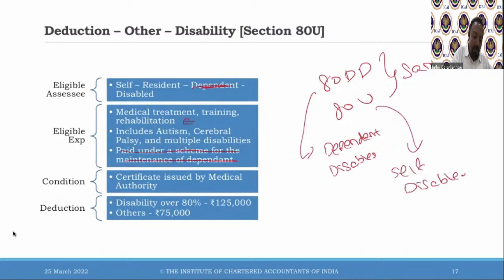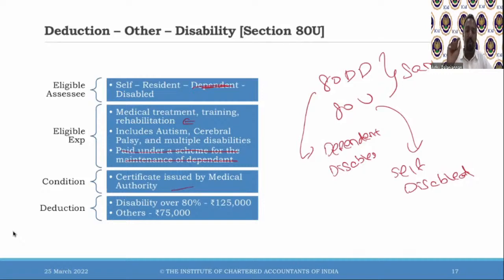So here the concept of dependent does not come. That's why I'm removing anything related to dependent. 80DD and 80U are the same, you need not remember them separately. Just anything related to dependent must be struck off. Nothing else changes between 80DD and 80U. You must obtain a certificate, and if you have disability over 80%, it is 1,25,000. Otherwise, it is 75,000.